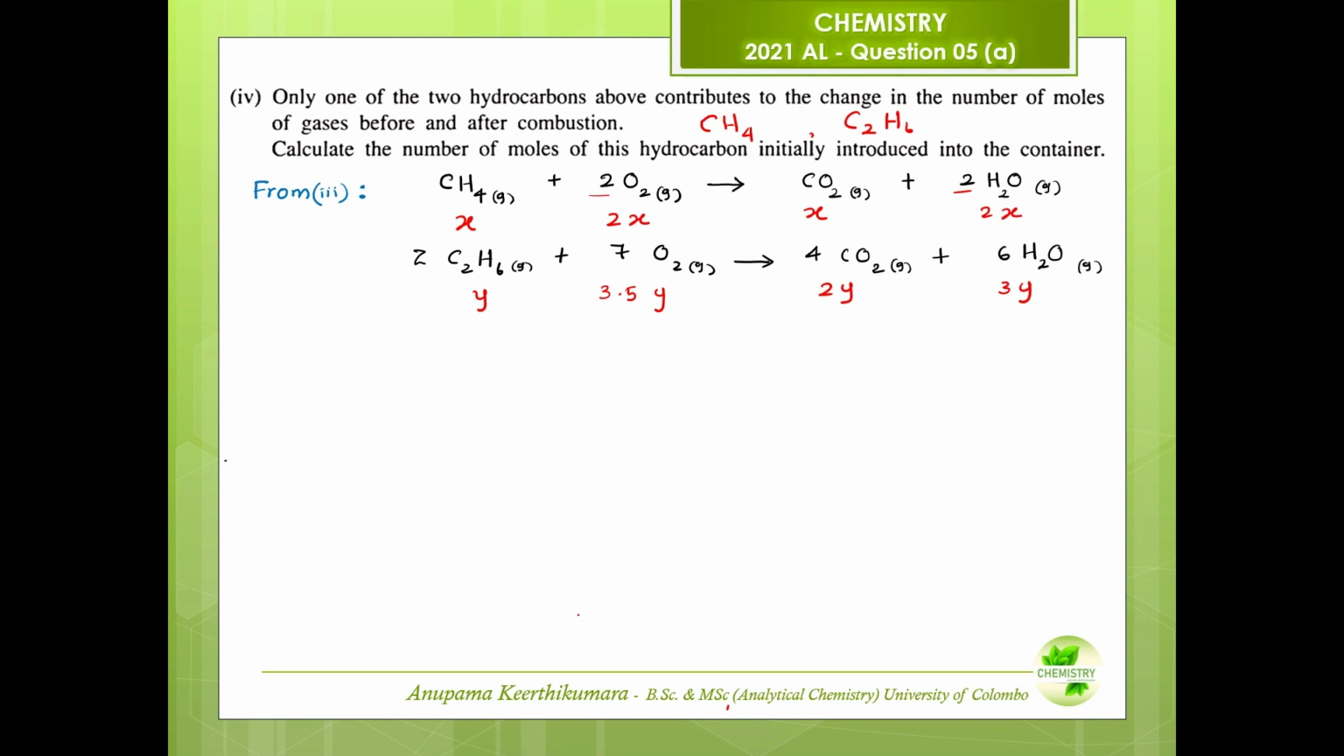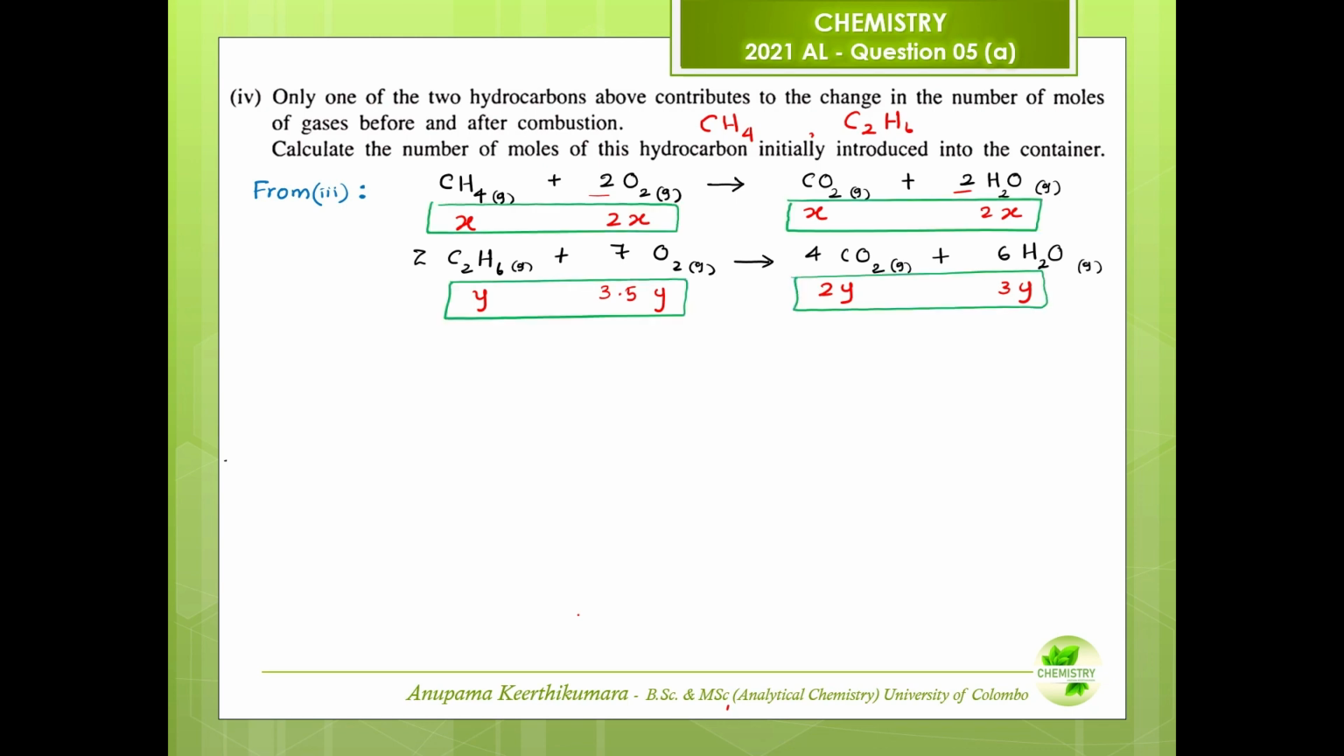Now check the number of moles in the reactant side and the product side. We can see for methane, 3X moles of reactants are present and 3X moles of products have been produced. 3X moles have reacted and 3X moles have been produced. Therefore, the first reaction doesn't increase the number of moles of gases. Now move to the second.